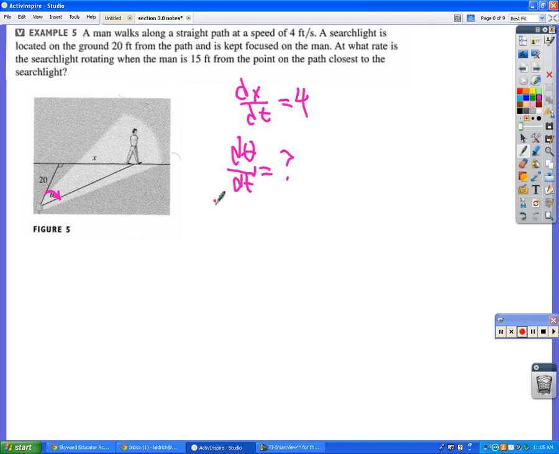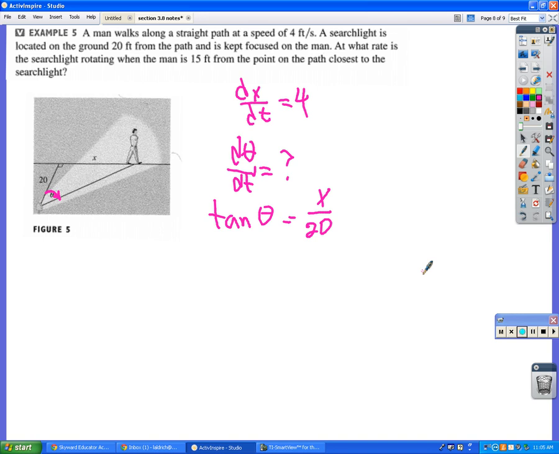Okay. So the tangent of theta, here's the equation that we know that relates the information in the problem. The tangent of theta is equal to x over 20. Now, I can use that 20 in the problem because that's never going to change. Does that make sense? The searchlight is 20 feet from the path and it's staying right there. I can't use this 15 because that's where he is right at that instant, but he's walking. And the 20 is a constant. Okay, so take the derivative.